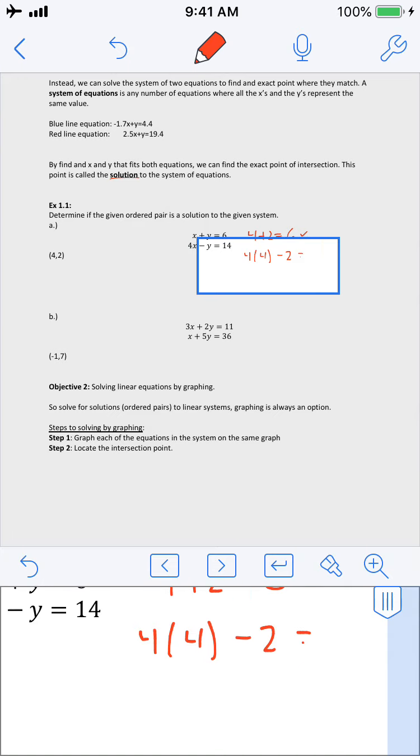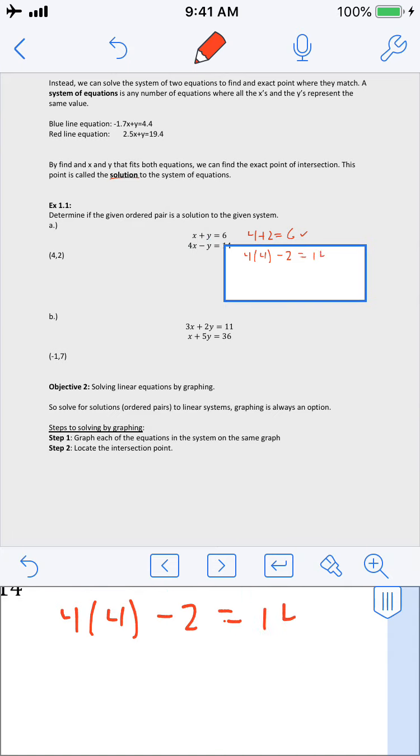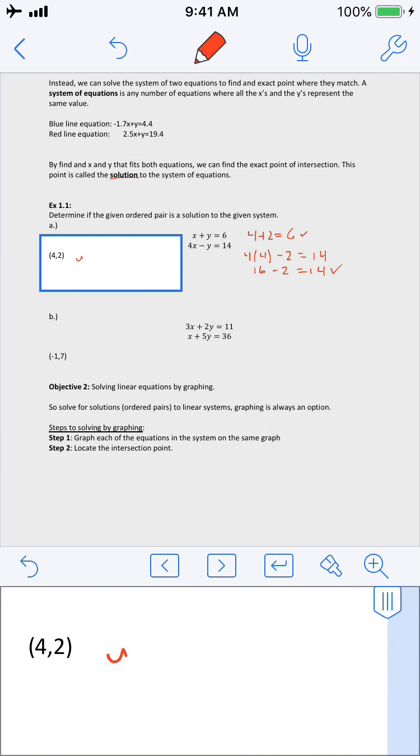And again, I'm not going to rearrange these, I'm not going to turn them around. I need to make sure the x's go with the x, the y's go with the y, right? So the 4 goes into the x's, the y's go to the 2's. 16 minus 2, yep, that does in fact equal 14. So yes, this would be the solution to the equation.